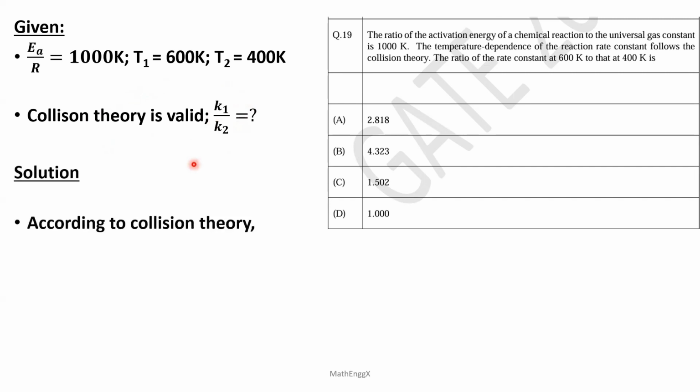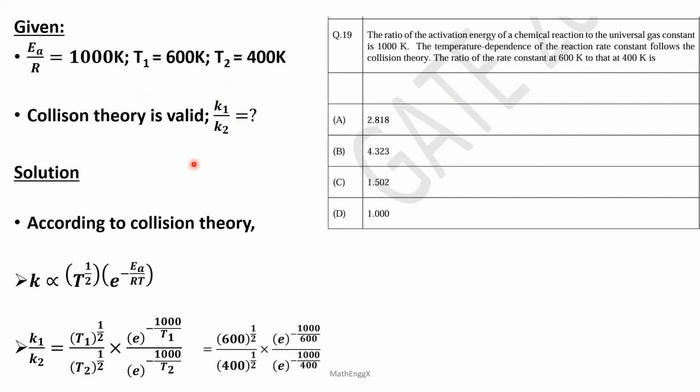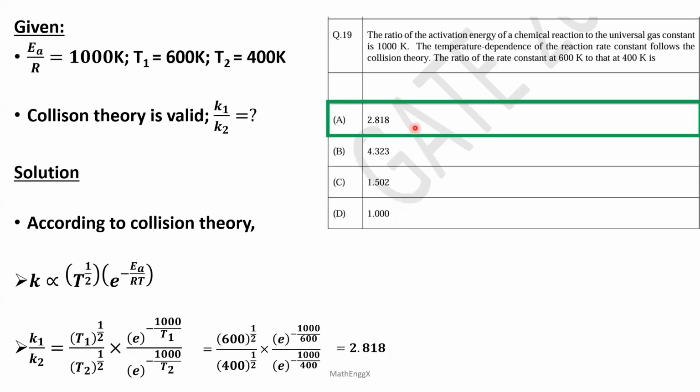Since the reaction obeys collision theory, we can write that the rate constant is directly proportional to temperature to the power half into exponential of minus E by RT. Now expanding this definition to the given scenarios, we get k1 by k2 is equal to (T1 by T2) to the power half into exponential of minus 1000 by T1 divided by exponential of minus 1000 by T2. On substituting the temperature values, we get the ratio of rate constants as 2.818. So hence the solution to this question is option A, 2.818.